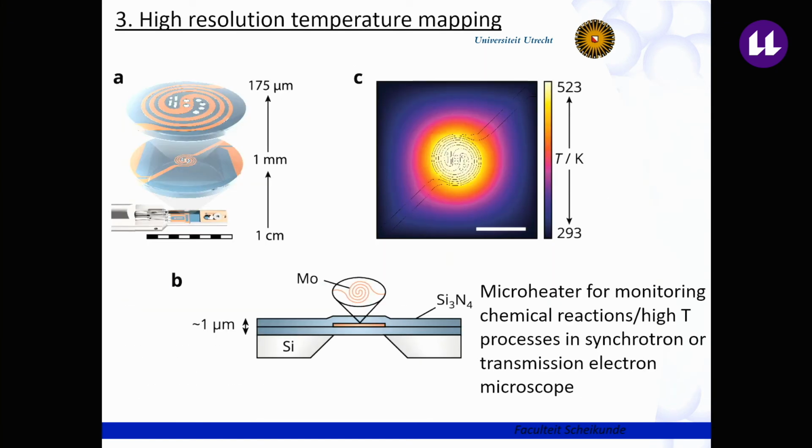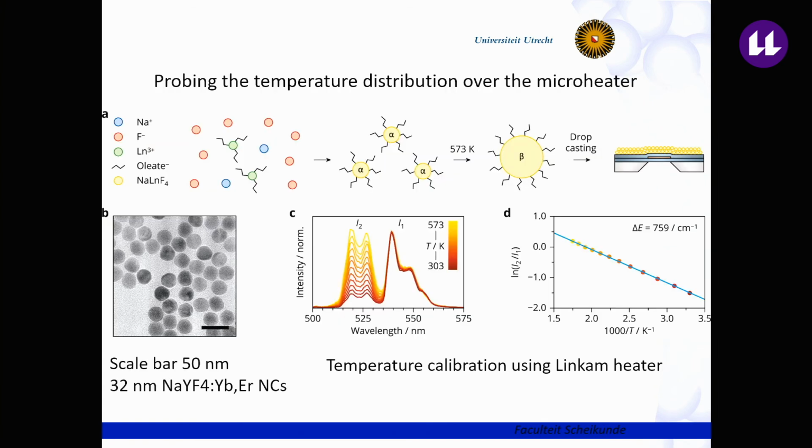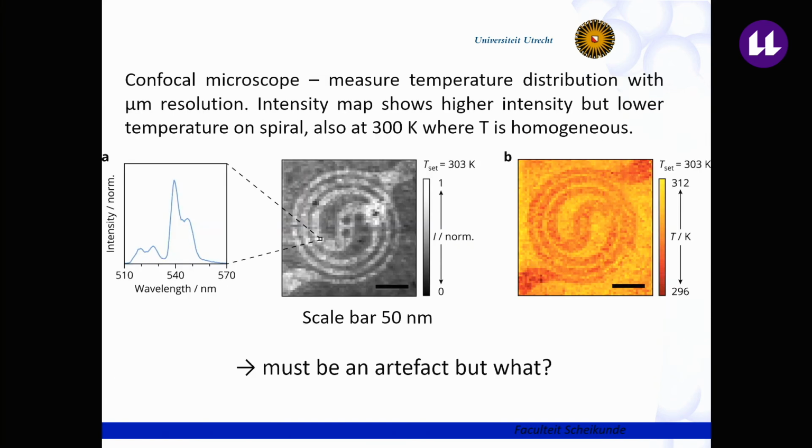Then those microheaters. Denssolutions is a company that makes those microheaters, 70 micrometers wide. They are used, as I said, in electron microscopes to take images at elevated temperatures, or in synchrotrons. They're very small, and the question is how homogeneous is the temperature over this microheater? So we deposited our nanocrystals on the microheater, and then in a confocal microscope did the mapping, and we saw this strange effect that on the spiral the intensity is higher.